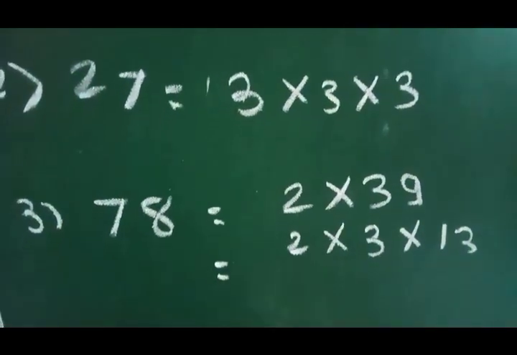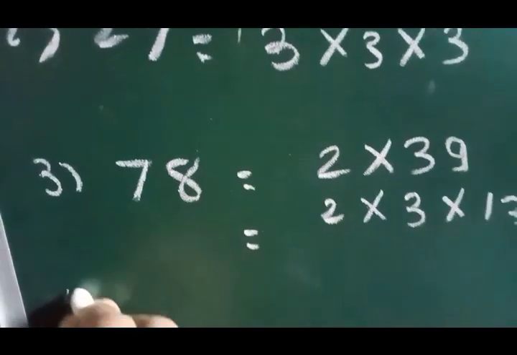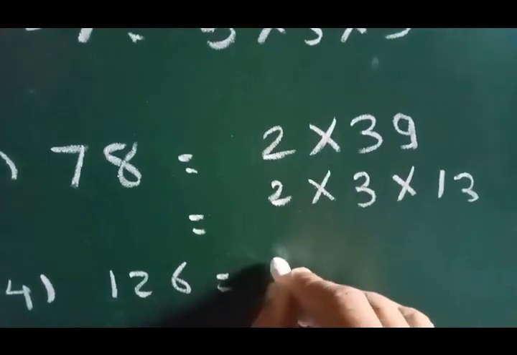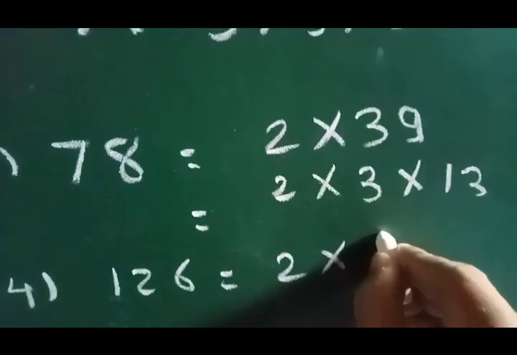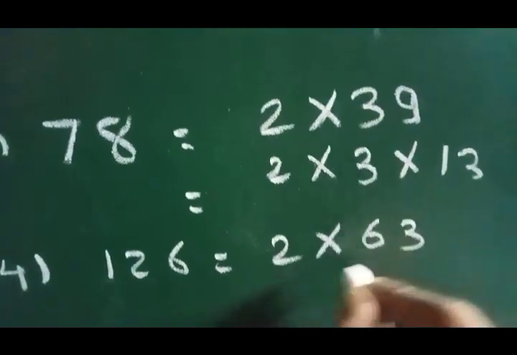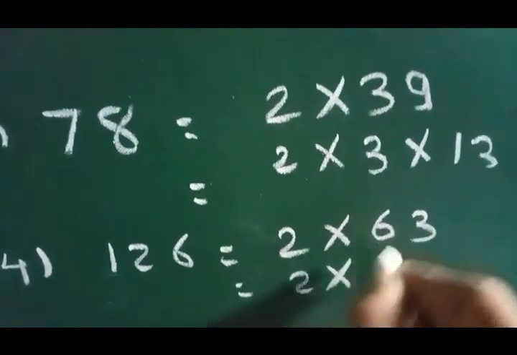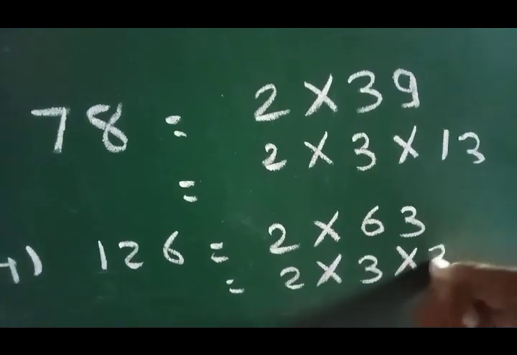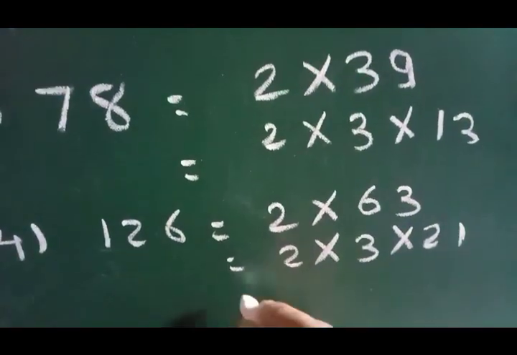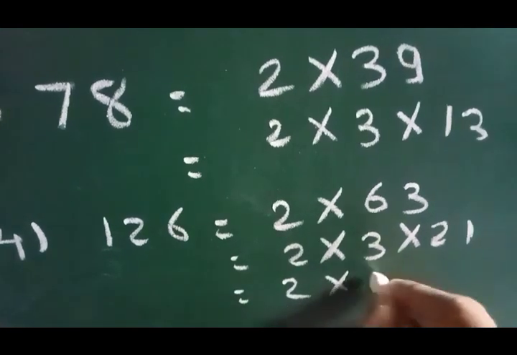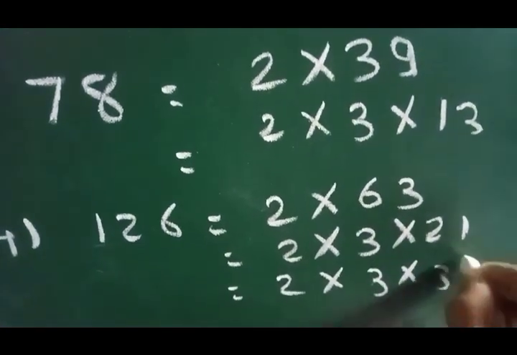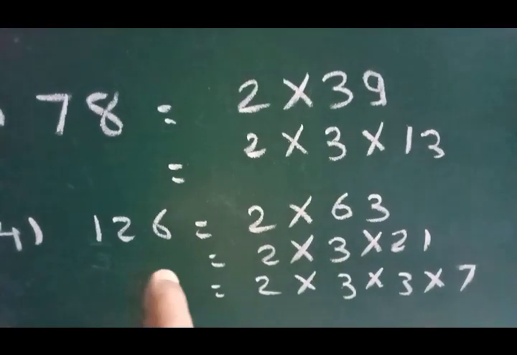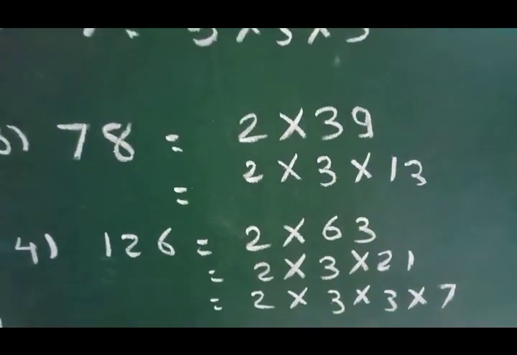Then number 4, 126. Here 2 times 6 is 12, 2 times 3 is 6, then 2 times 3 times 3 times 7 is 126. The prime factors of 126 are 2, 3, 3, 7.